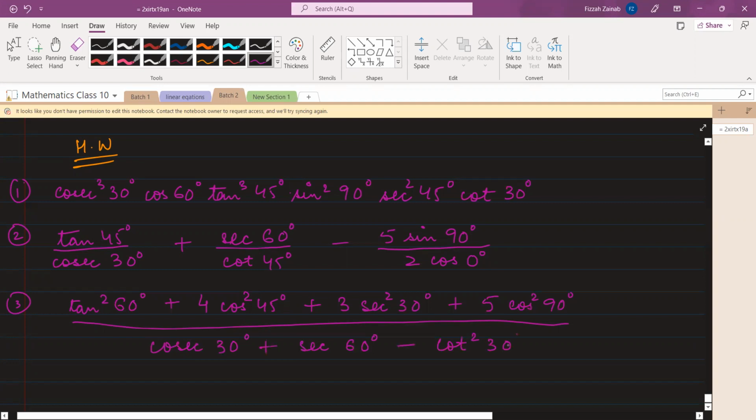Now in the first question, everything is multiplied. Yes, it's multiplied. Cos 30 into cos 60. Cosec cube 30 into cos 60. Like that. Okay. Then at least these three questions you can solve, right?